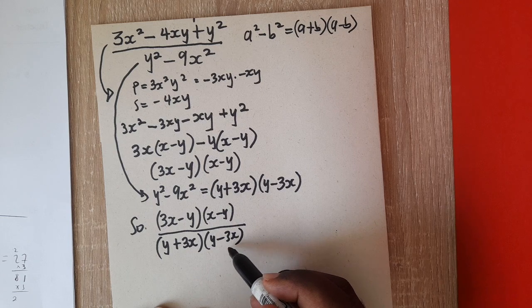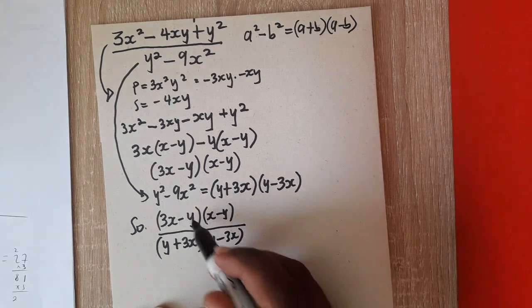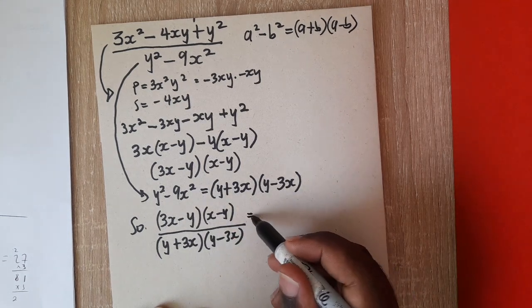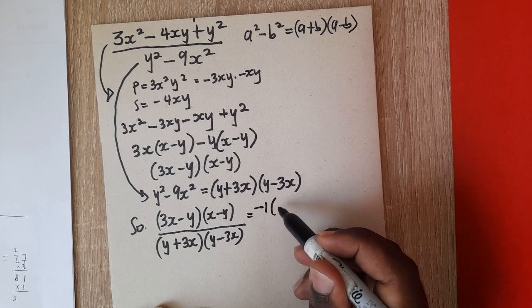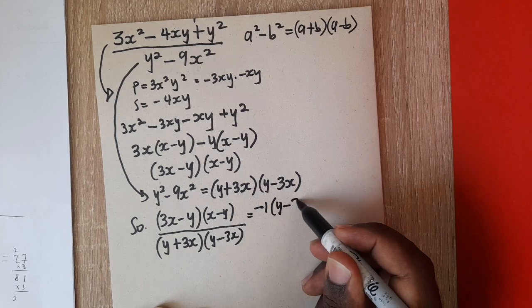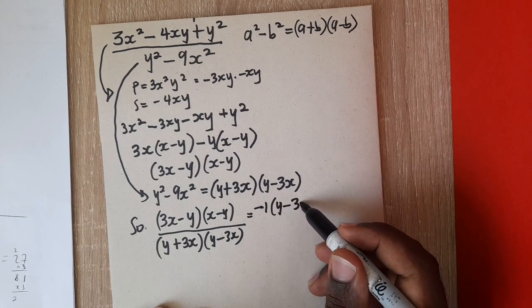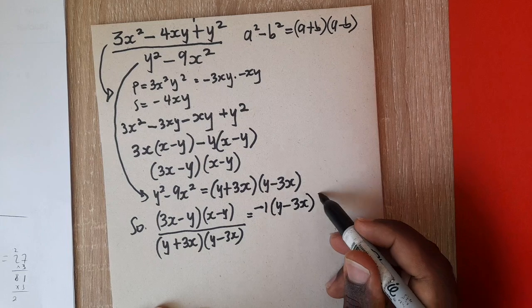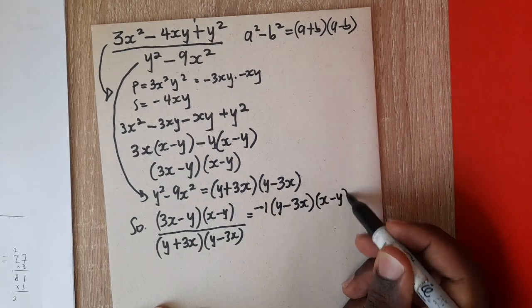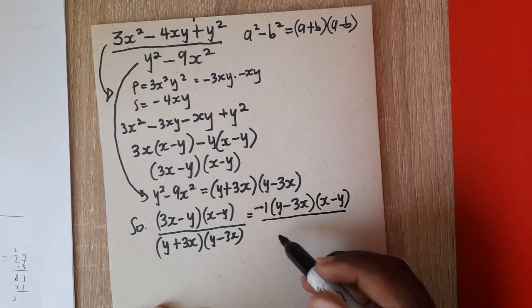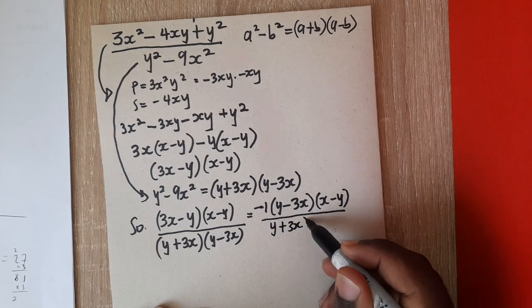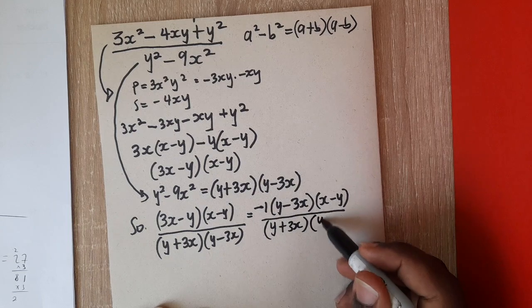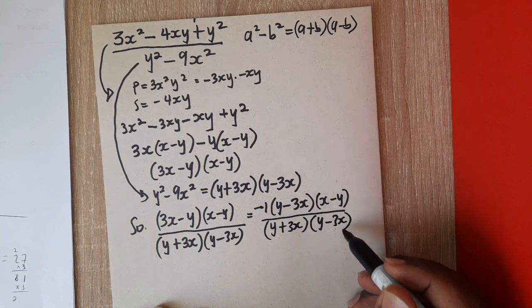And then now we can cancel terms that look similar. So one of those terms that looks similar is 3x minus y and y minus 3x. So to make them the same, we can factor out a -1. And that essentially is going to change that 3x minus y into y minus 3x. x minus y stays the same. The denominator, y plus 3x, stays the same. And y minus 3x stays the same.